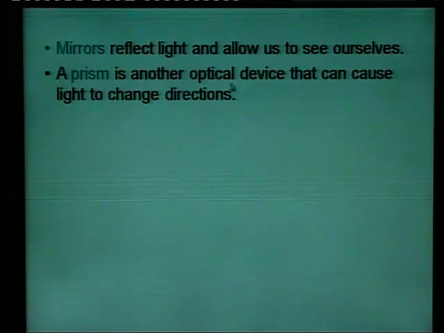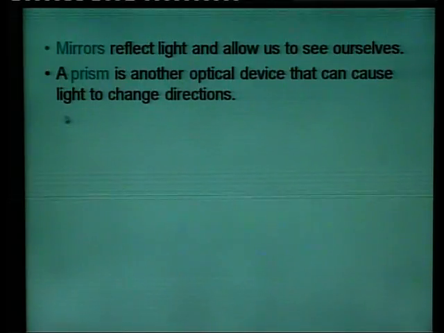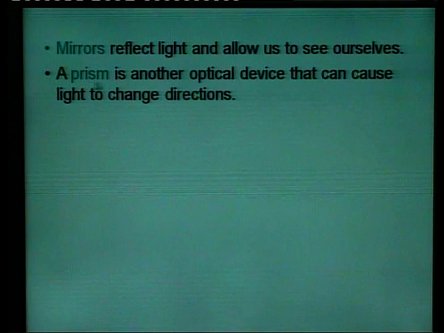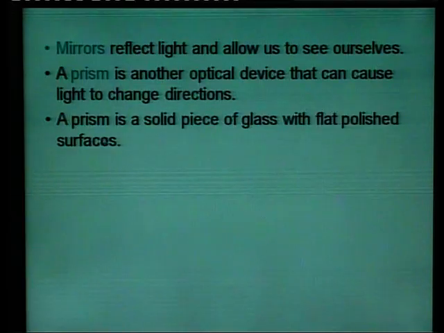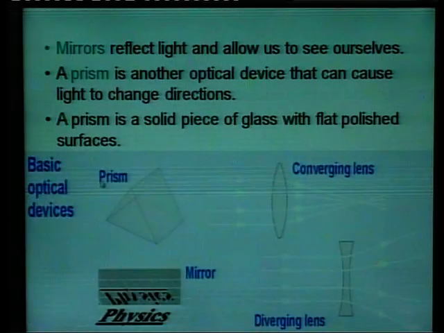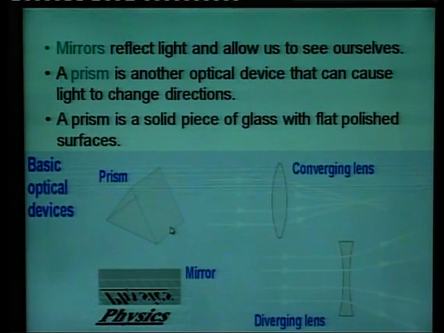A prism is another optical device that can cause light to change directions. Again, the phenomenon exhibited by prisms is that of refraction. A prism is a solid piece of glass with flat polished surfaces. Here a prism, a convex lens, a concave lens, and a mirror are shown. Convex is also called converging lens, concave also called diverging lens. So these are basic optical devices: prism, mirrors, lenses.